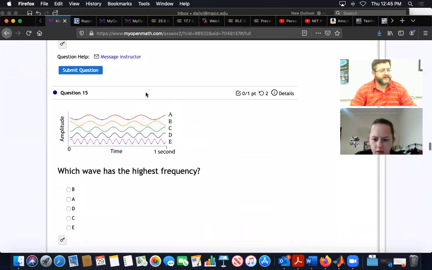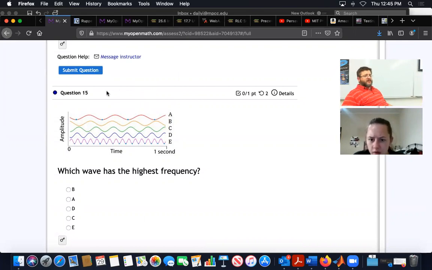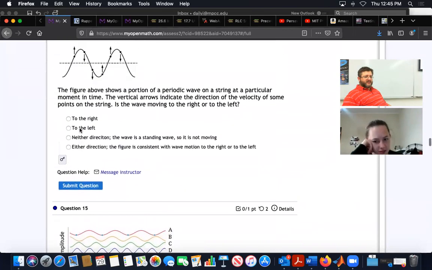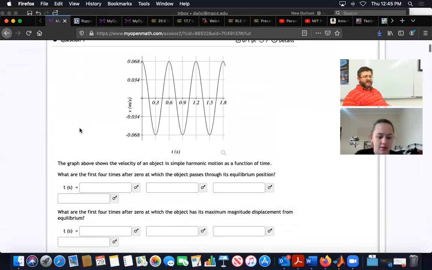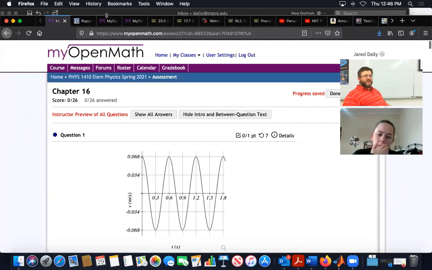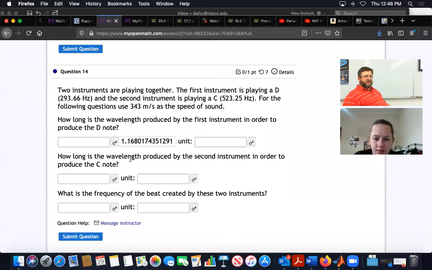Oh, that is not what my number 15 looks like at all. That's probably because this is the wrong assignment. Oh, okay. Well, I think it is anyway. Let's see. That's the last chapter. I got too many windows open. What am I thinking? Here we go.